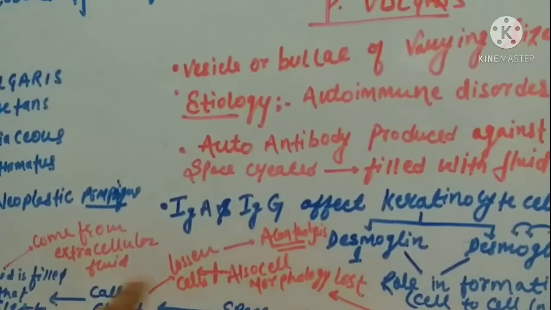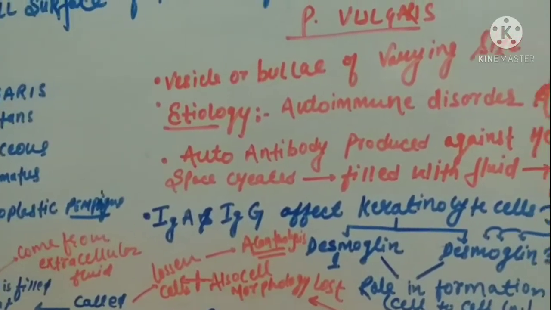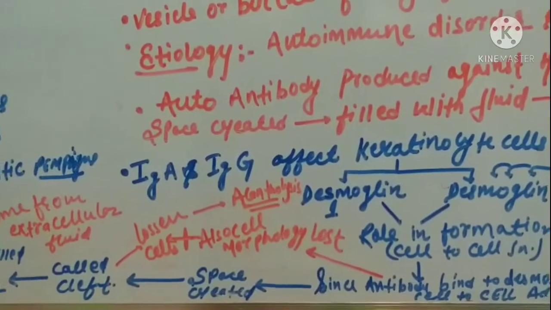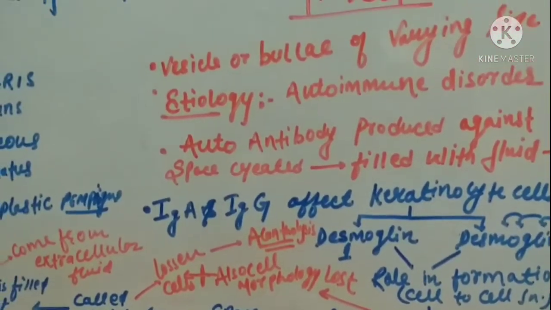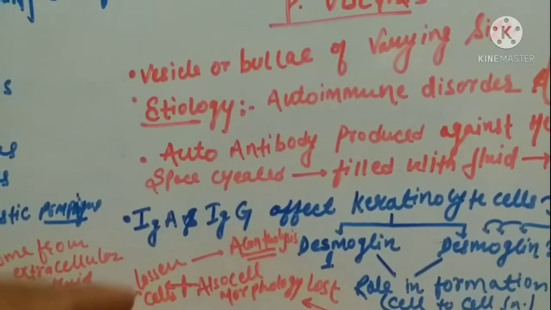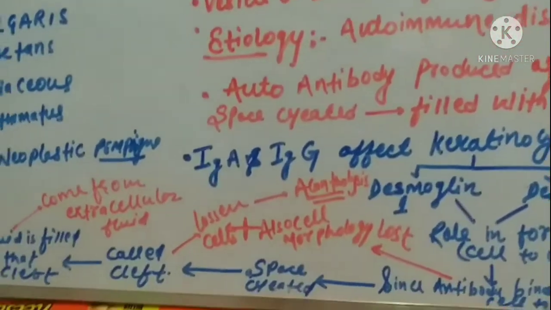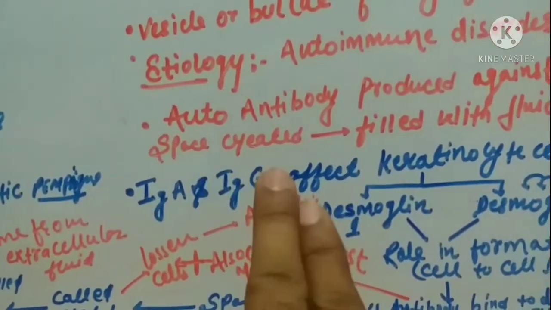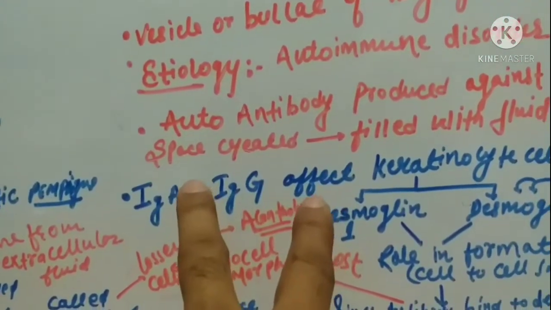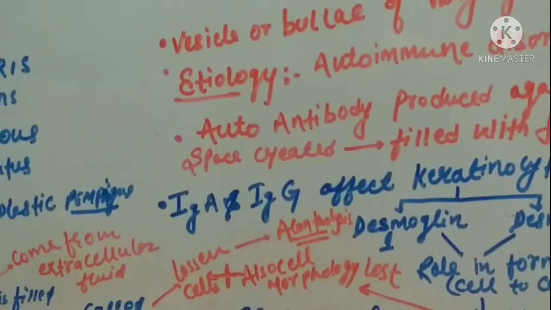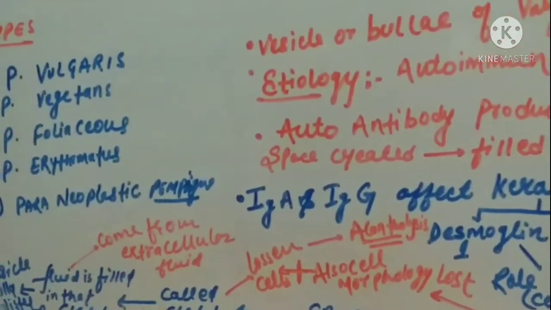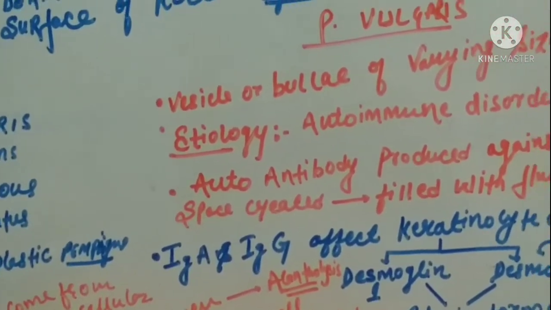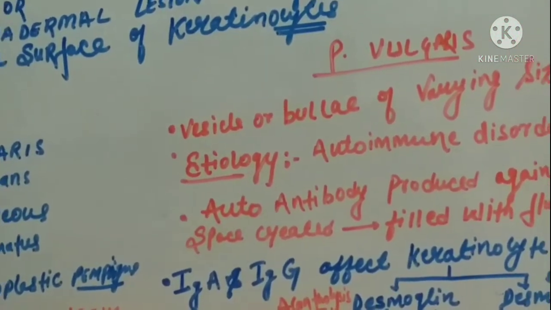Listen to my words. So cell to cell adhesion is lost. Once the cell to cell adhesion is lost, then a space is created. Think of one thing: there are two bananas, and if you separate the two bananas, what will happen? A space will be created. In scientific terms, this is called a cleft. A cleft is a space between two structures.